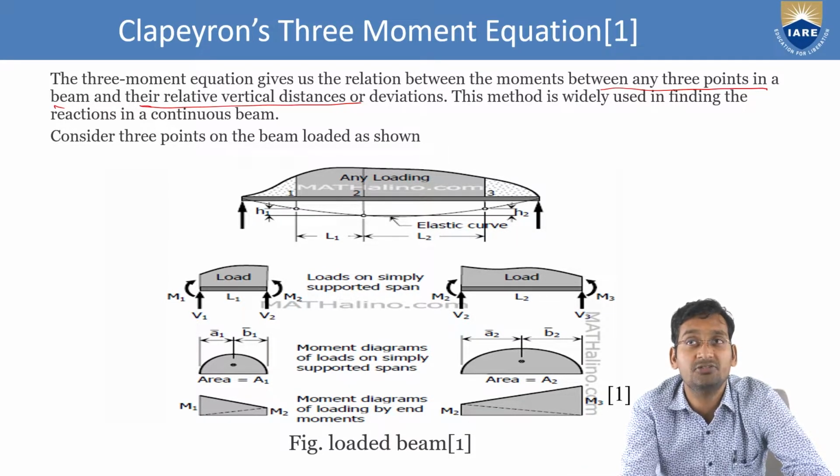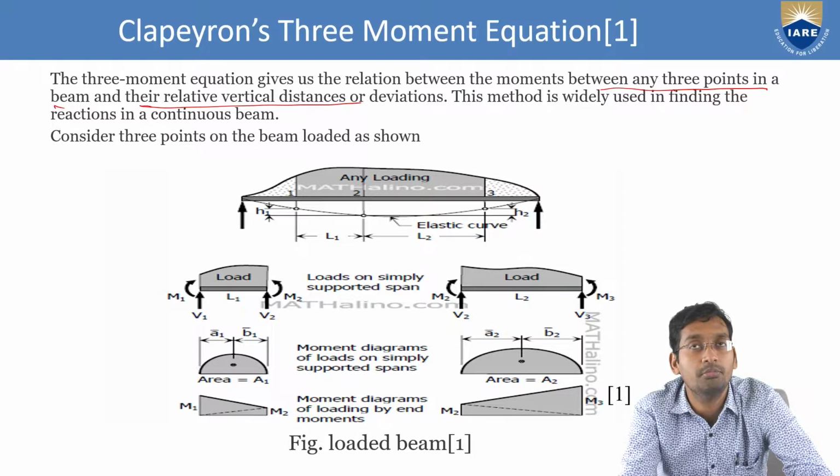This method is widely used in finding the reactions in a continuous beam. If the beam is continuous, it is not necessary that the same bending will be there at all points. If a long beam is there, there are chances of different bending also. So by this method we can find that as well.